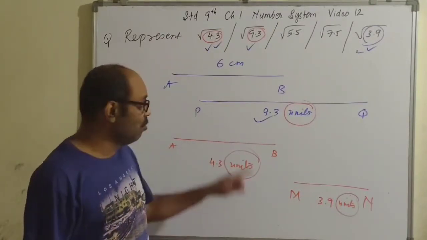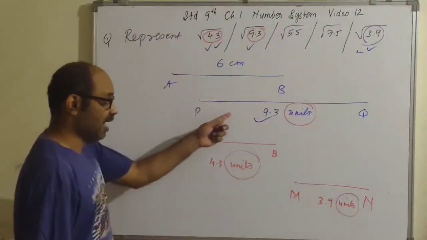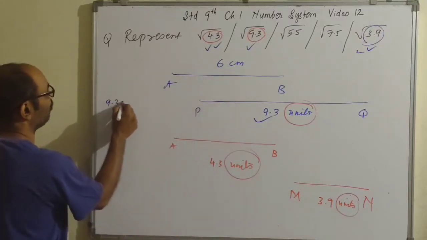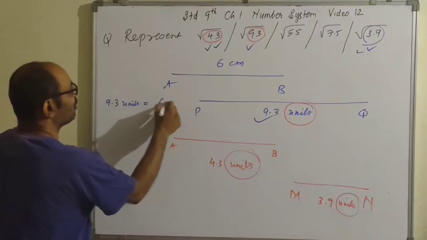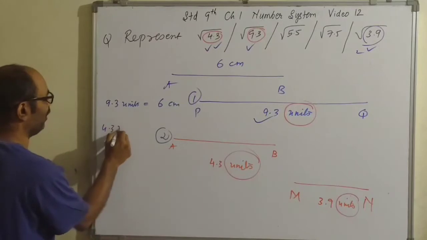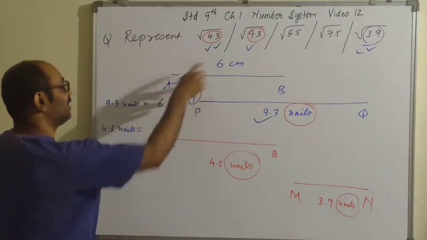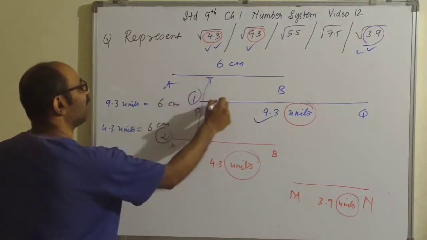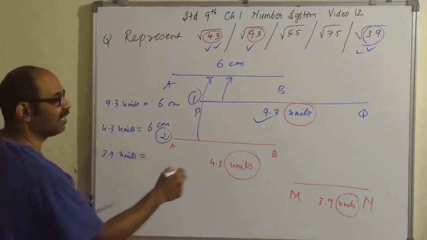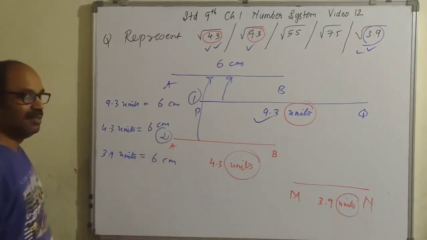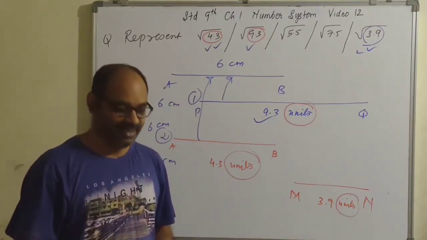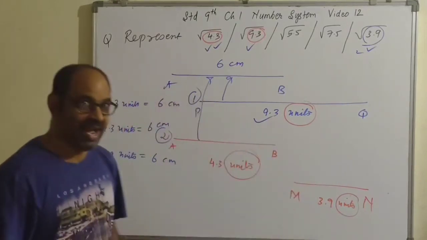So what does that mean? These all have to be converted into this. So 9.3 units is equal to 6 centimeter in the first case. In the second case, 4.3 units is equal to 6 centimeter. The same line has to be converted into this. Here 3.9 units is equal to 6 centimeter. This will give you the scale. This will give you 1 unit equal to how many centimeter? Please try to understand.